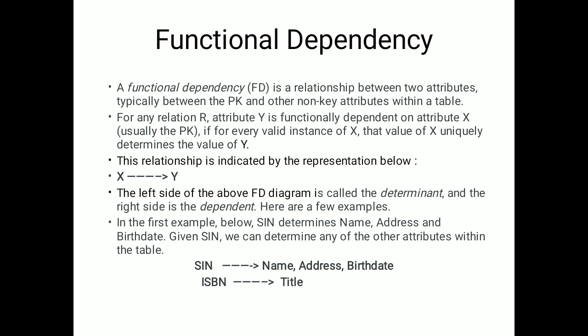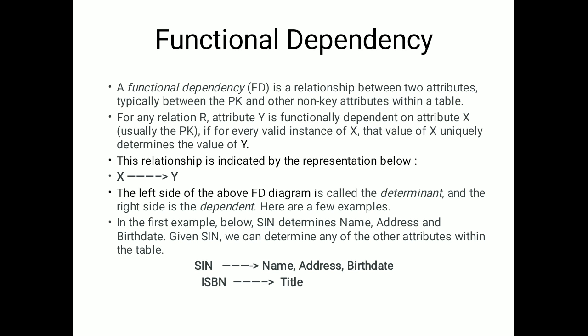A functional dependency, in short written as FD, is a relationship between two attributes, typically between the primary key and other non-key attributes within a table. For any relation R given, attribute Y is functionally dependent on attribute X. This attribute X is generally a primary key.